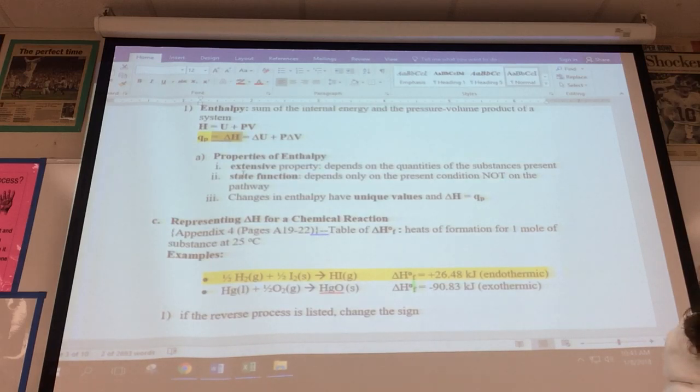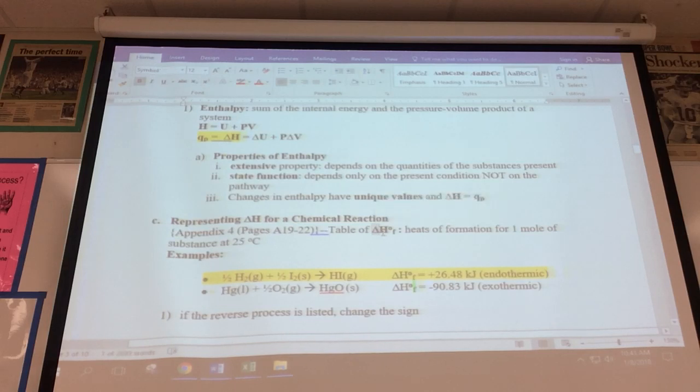That makes it easy. And changes in enthalpy do have unique values. You'll see that the change in enthalpy is equal to heat at constant pressure. And we can look at these values of delta H. We have a table of delta H's of formation. A couple of things I want to mention here.